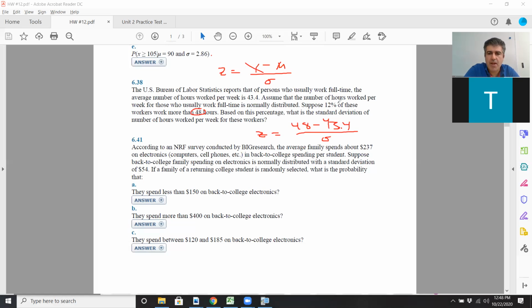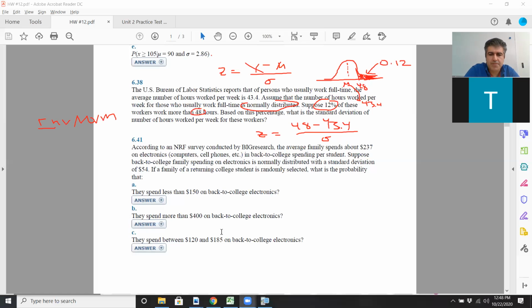But we have another piece of evidence that helps. 12% work more than 48 hours. So if you assume a normal distribution, which we are, remember, your mean's right here, and the mean equals 43.4. We know this also. Here's 48, and here's all this area. That has to be 0.12. So you're going to do an inverse norm, just so you know.